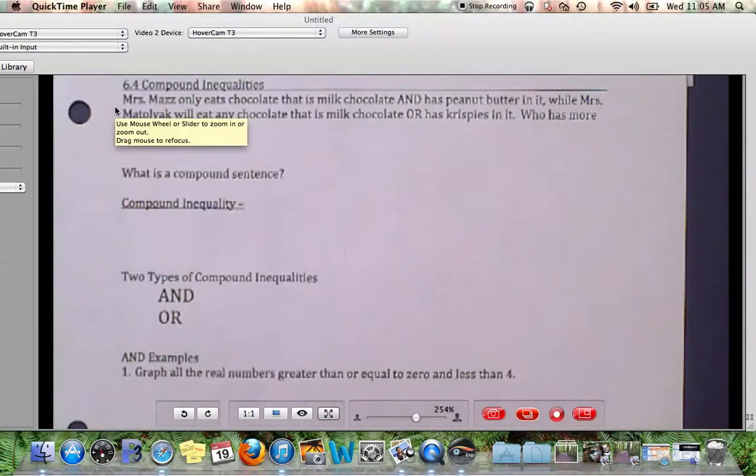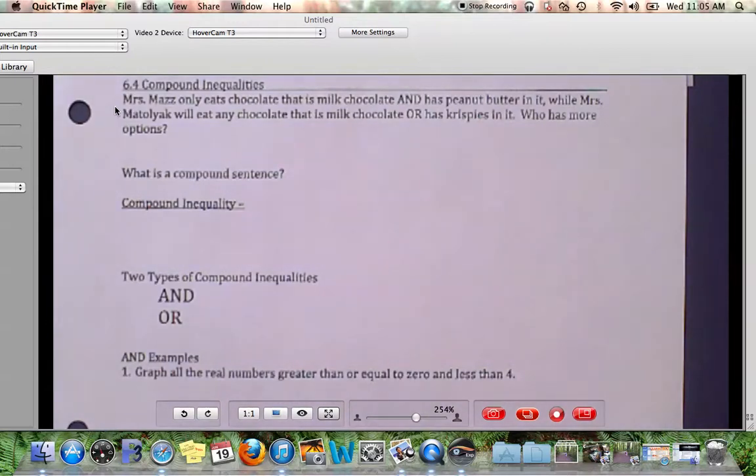Today's section is 6.4, Compound Inequalities. This is a challenging section, so you may have to stop and rewind more than once if you don't understand something. Let's talk about this scenario. Mrs. Maz only eats chocolate that is milk chocolate and has peanut butter in it, while Mrs. Matoliak will eat any chocolate that is milk chocolate or has Krispies in it. Who has more options?